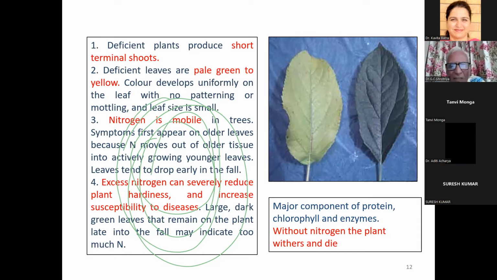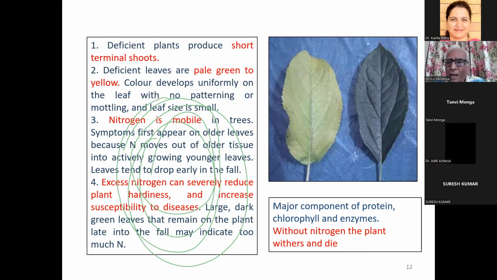And excess nitrogen can severely reduce plant hardiness and increase susceptibility to disease. Because when you give excess nitrogen, the greenness of the plant increases. The life of the plant also increases because it remains green. It doesn't mature so early. And the watery content is also very high because of excess nitrogen. And then the leaves are very soft, so it is susceptible to disease and also insects.